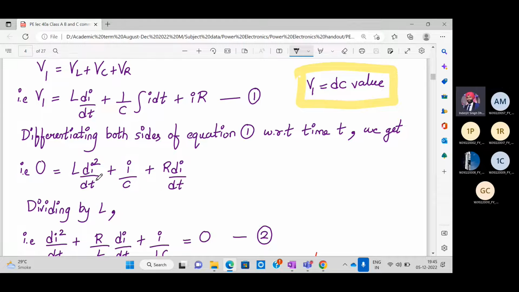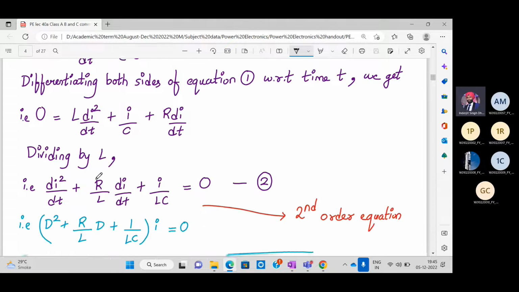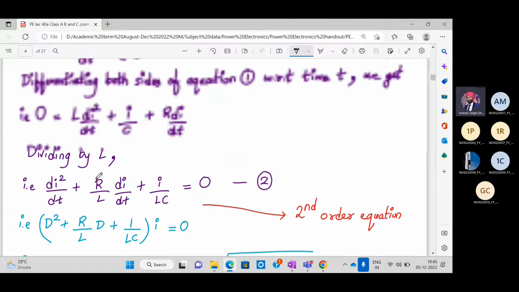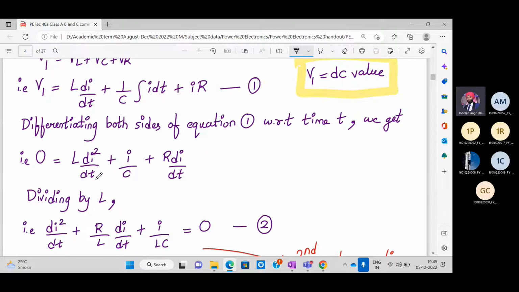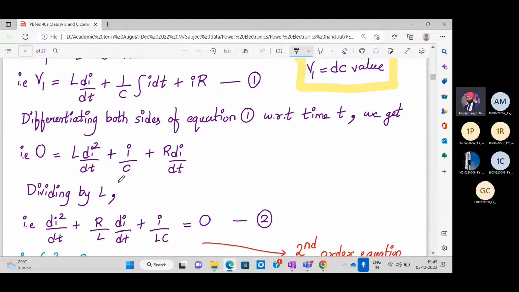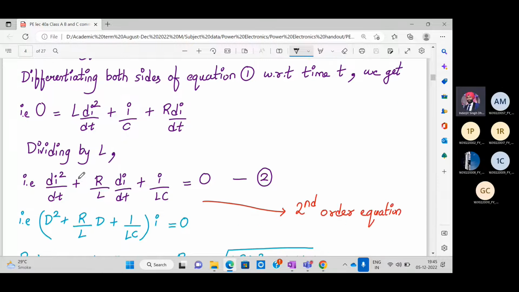Actually, here also should be... yeah, it's fine. We consider d²i/dt². So plus, this integral sign will go because we are differentiating. So i/C plus R di/dt. Okay. Now we divide the entire expression by L.